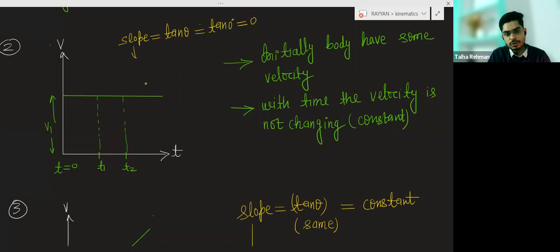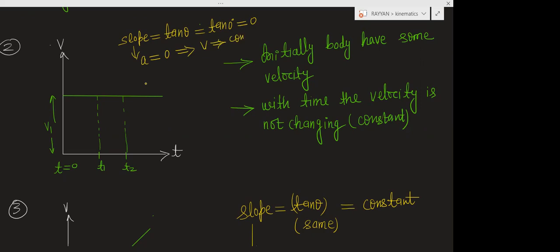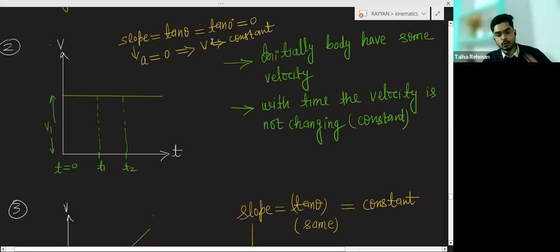Slope is also the acceleration, so acceleration is 0. And if acceleration is 0, it means velocity is constant. So with the help of slope also, you can find that the velocity is constant. And by analyzing the graph, you can find the velocity is constant.